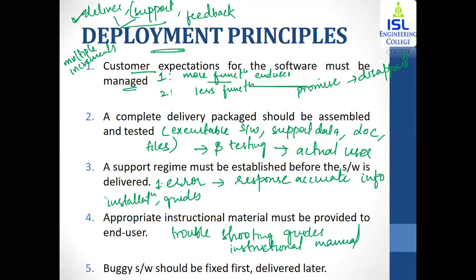The fifth one is buggy software should be fixed first, delivered later. That is, if there are any bugs or errors within the software, you need to fix those bugs first, and then deliver the software. You're not going to say that the delivery date is due, so you're going to deliver the software and all the errors will be fixed within the next increment. That attitude is wrong. You need to fix all the errors and then deliver the software to the end user. And based upon that, the feedback should be collected and recorded.